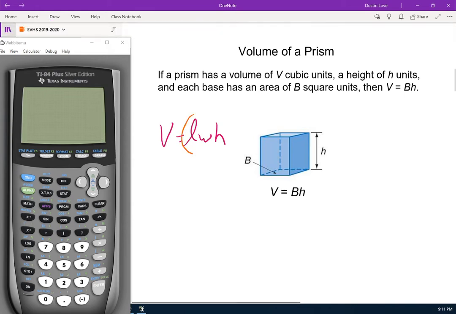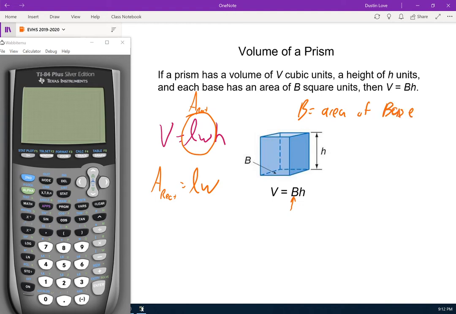You see, this length times width right here, you were given the area of a rectangle is equal to length times width. So what you're actually doing there is saying that this is the area of the rectangle times the height, which is all that we're doing here. We're using capital B as the area of the base, okay? Capital B is always area of the base.